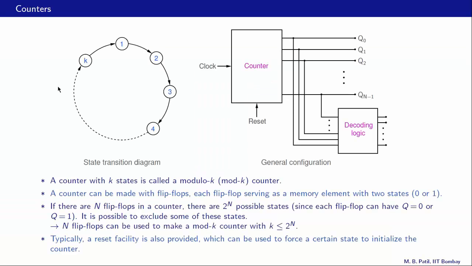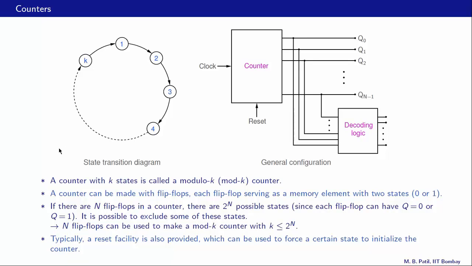Let us now start with counters. Counters are circuits with several states, and in this picture, the state transition diagram, each state is represented by one circle here. This is state 1, this is state 2, state 3, 4, etc., up to k. And after this state, the counter goes back to state 1. And this kind of counter with k states is called a modulo k or mod k counter.